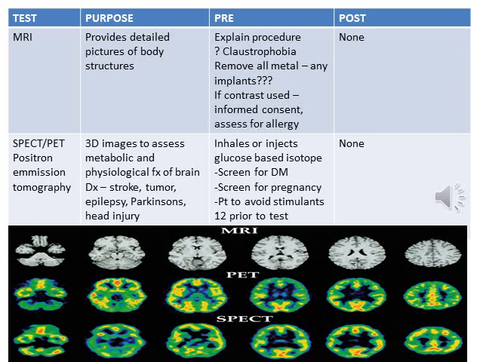Depending on what they're looking for, one is better than the other. With the SPECT and the PET scan, there's an injection or an inhalation of glucose-based isotope, and that shows up. So once again, we don't want stimulants on our patients at least 12 hours prior to the test.